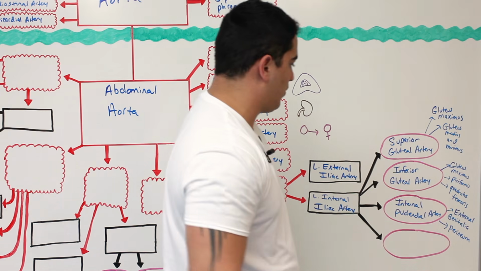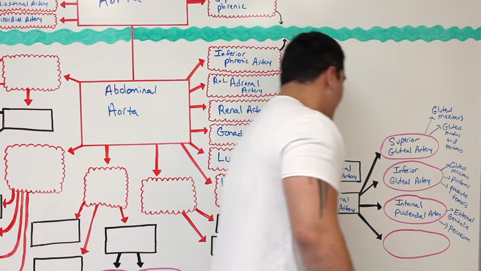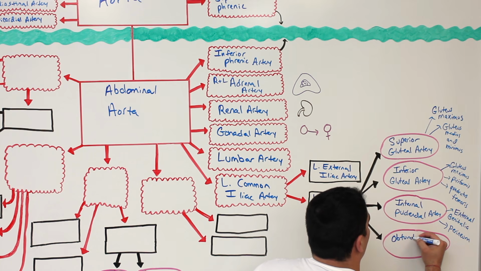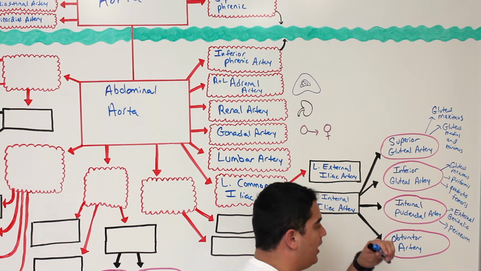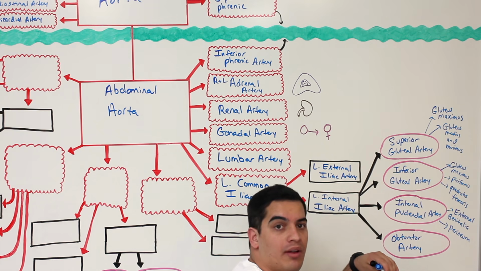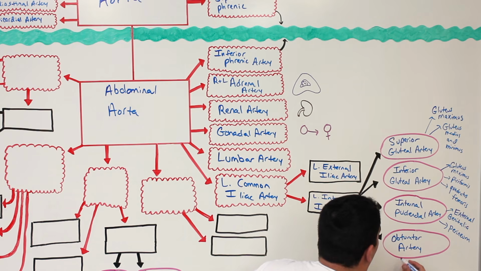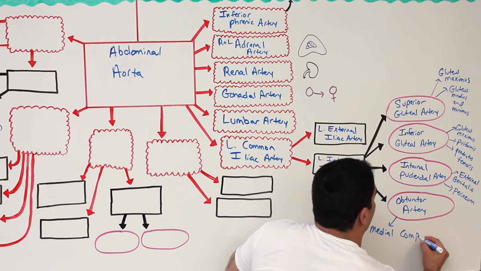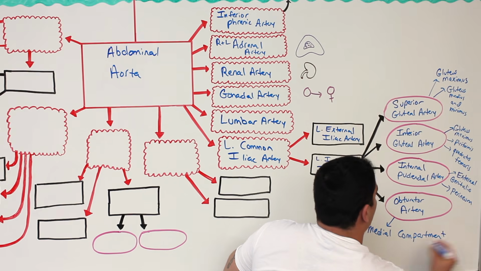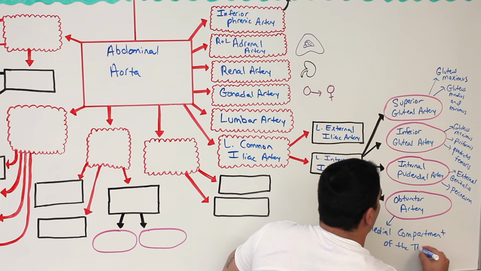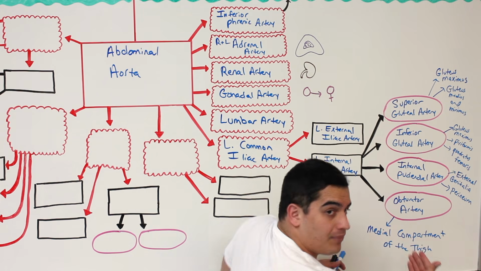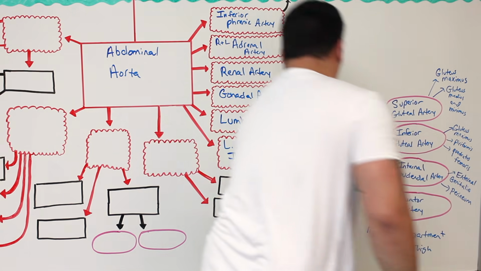Okay, then you have the last one, and this is going to be the obturator artery. The obturator artery is a cool one because it supplies mainly what's called the medial compartment of the thigh. So a lot of different muscles that this one can supply. If you think about it, it could supply some of the adductor muscles. Alrighty, so we got that.